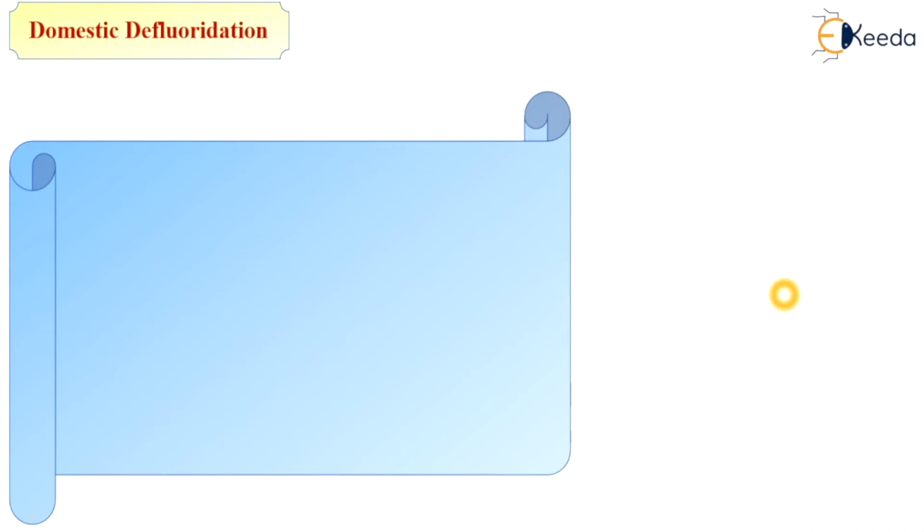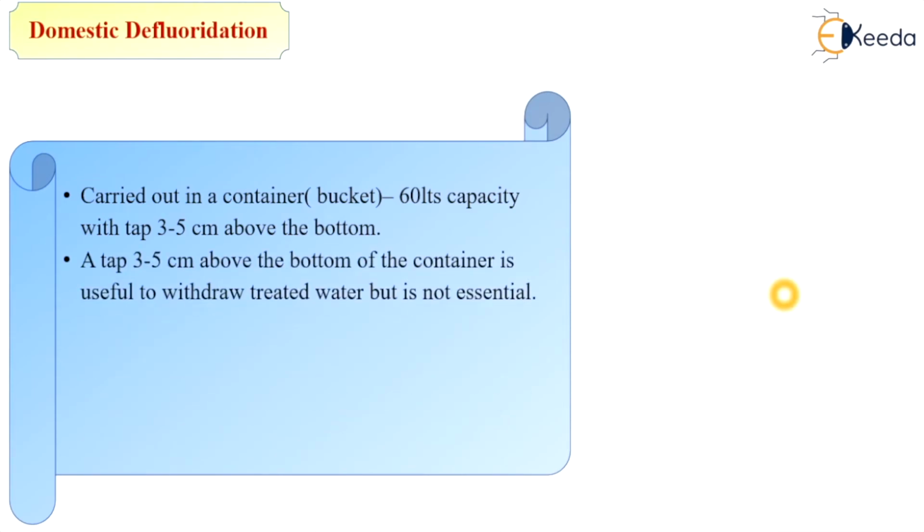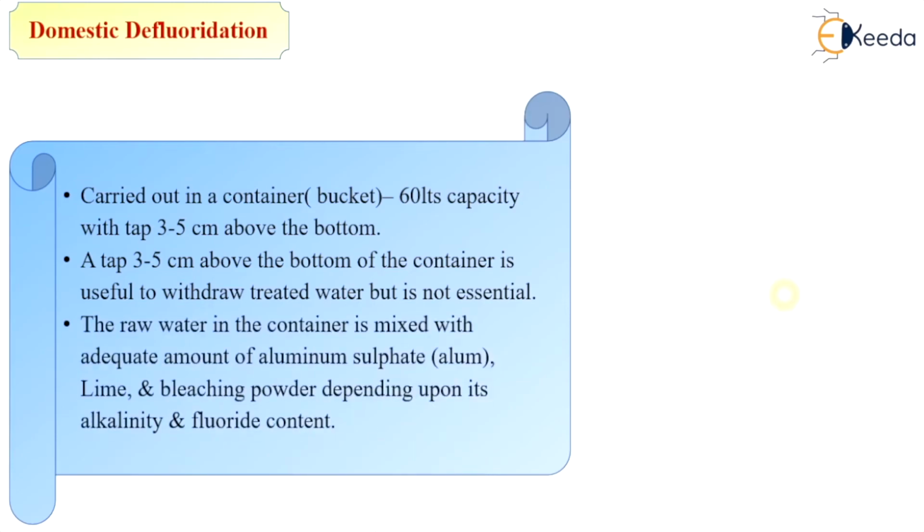How do we remove fluoride content in water at the domestic or household level? It is carried out in a container, that is a bucket, which has a capacity of 60 liters with a tap 3 to 5 centimeter above the bottom. A tap 3 to 5 centimeter above the bottom of the container is useful to withdraw treated water but is not essential. The raw water in the container is mixed with an adequate amount of aluminum sulfate, lime and bleaching powder depending upon its alkalinity and fluoride content.